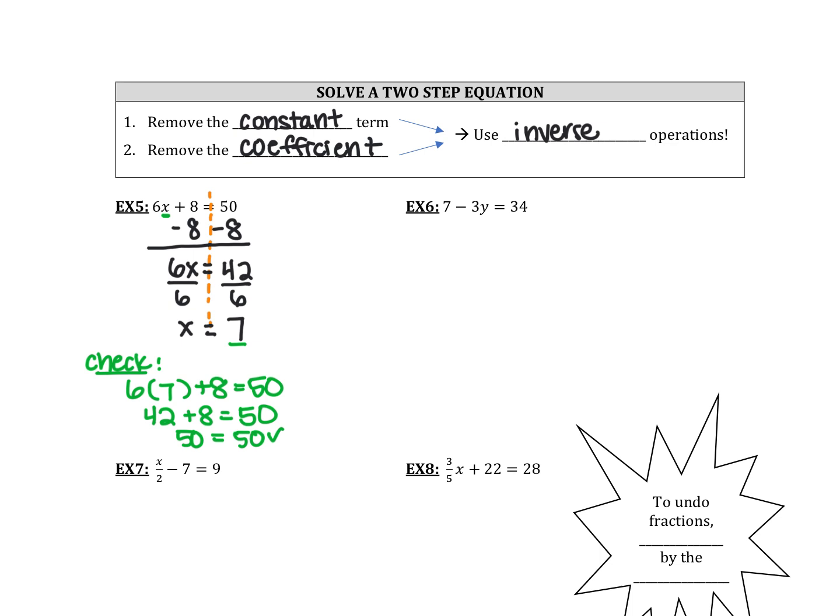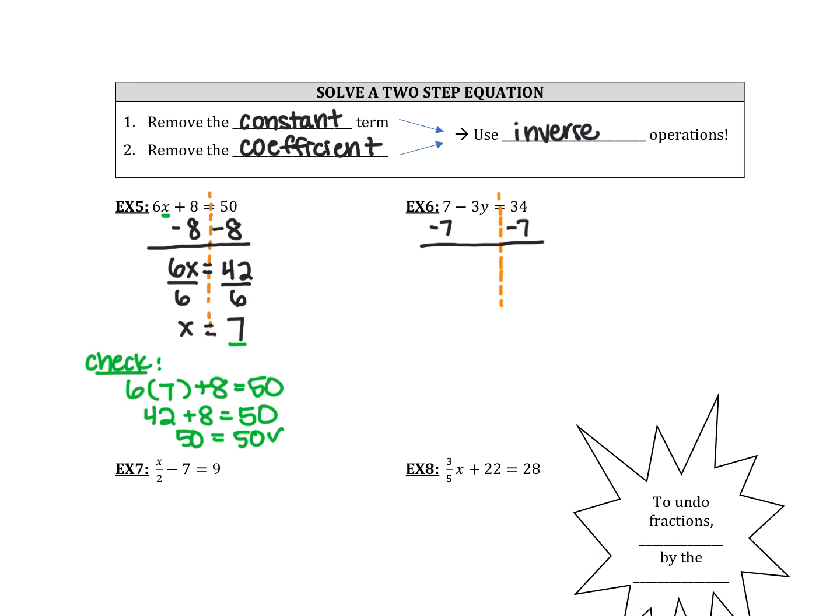Okay, let's look at 6. Again, I'm going to draw my balancing scales. And I know I need to remove the constant, but what's a little bit weird about this one, 7 minus 3y equals 34, is my constant is listed first. Oftentimes, my constant is not listed before the variable, but in this case it is. And notice the sign of this constant. This is a positive 7. So how do I undo a positive 7? Right, I subtract 7 from both sides.